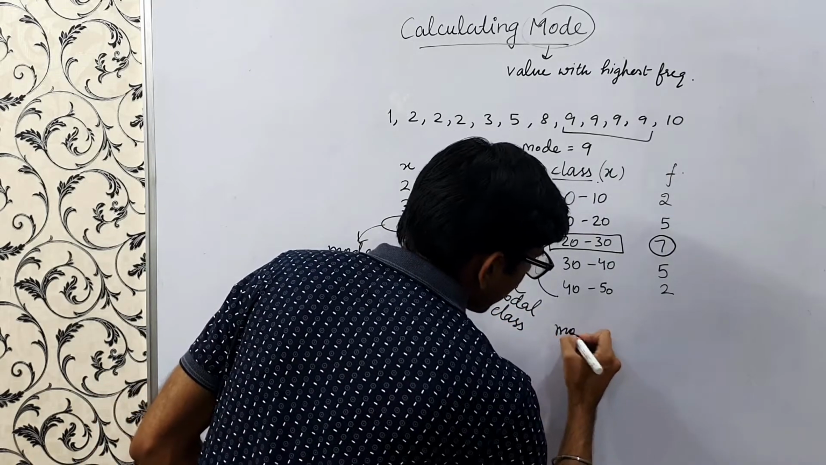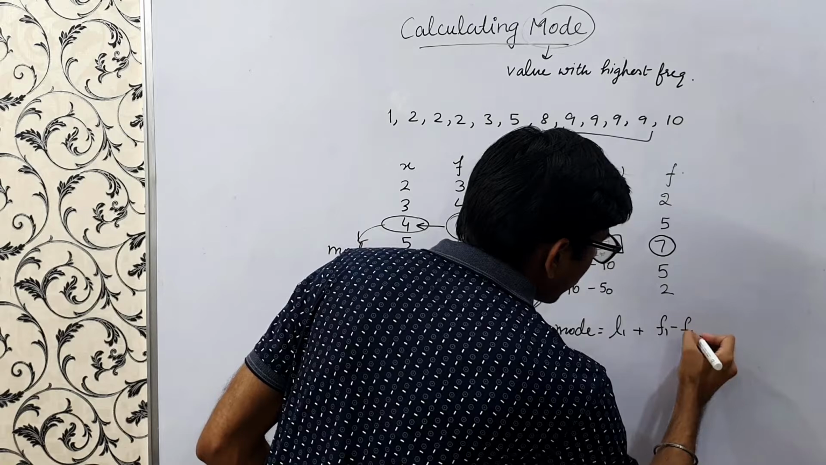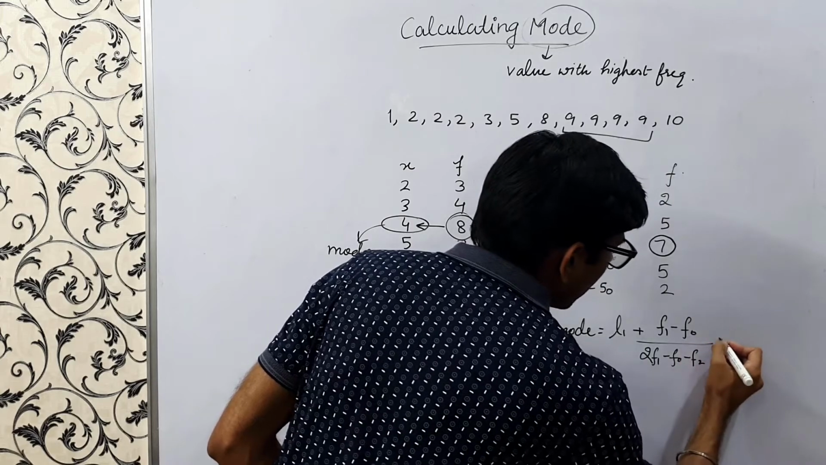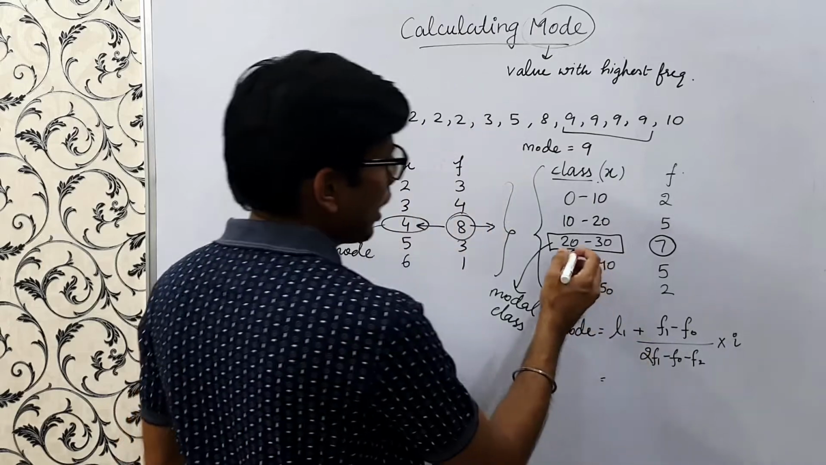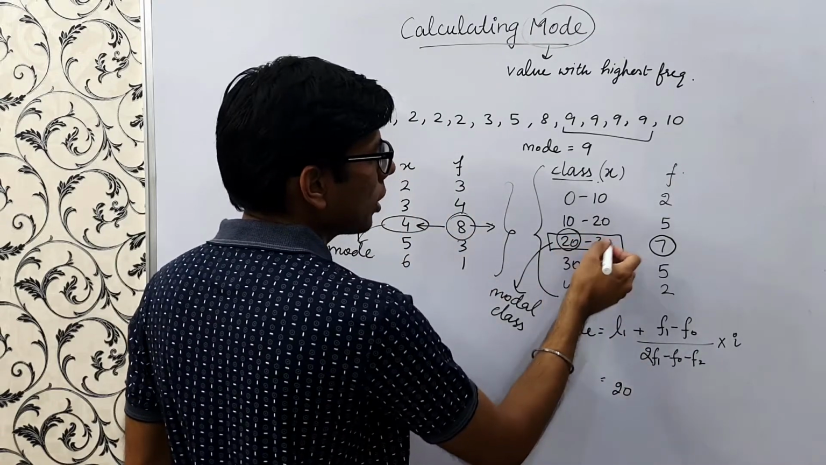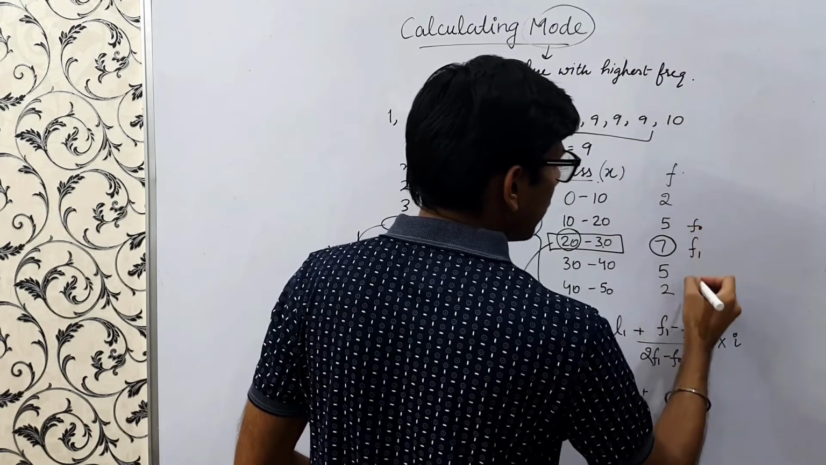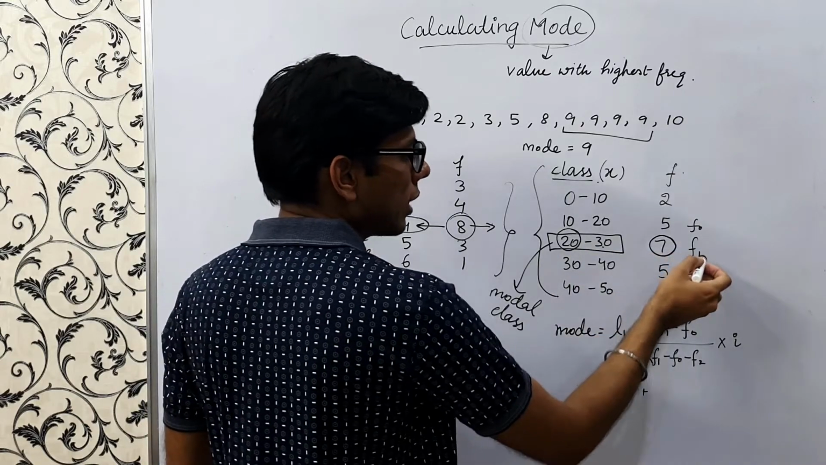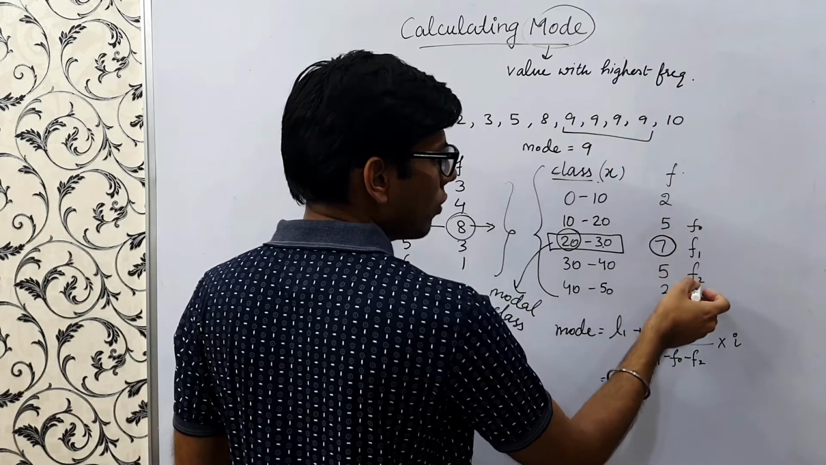And our mode is given as L1 plus (F1 minus F0) upon (2F1 minus F0 minus F2) into I. What is L1? L1 is the lower limit of the modal class. This is the lower limit, this is the upper limit, and the lower limit is 20. This is F1, this is F0, and this is F2. F1 is the frequency of the modal class, the highest frequency. F0 is the frequency just above it and F2 is the frequency just below it.